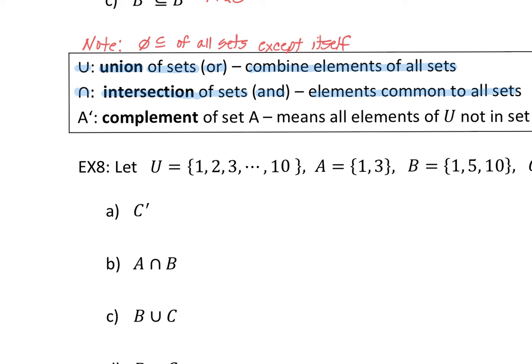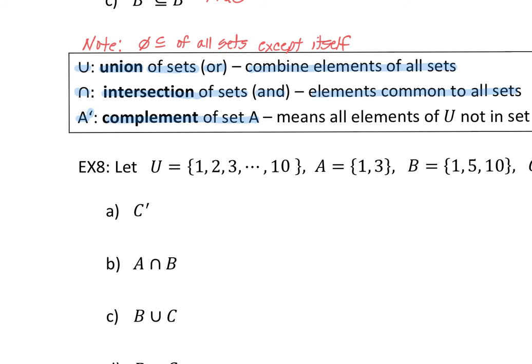And then there is a symbol that is not used very often, and this would be this apostrophe here, or the accent mark. That little tiny mark is called the complement. So I put a set A in front of it. So this would be the complement of set A. That's how I would read this.